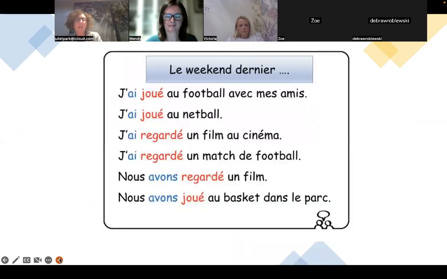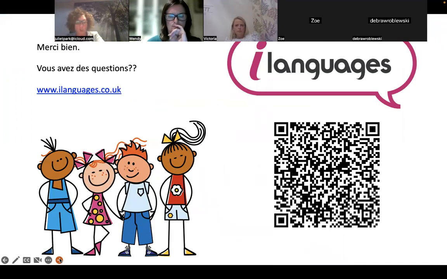This is an example of the past tense. We don't overly complicate it. We just stick to I went, it was, and ER verbs. And we just teach several high frequency verbs: I played, I watched, and we use I and we because children like to talk not just about themselves, but about what they do with their families and their friends. So nous is a really good one to introduce.